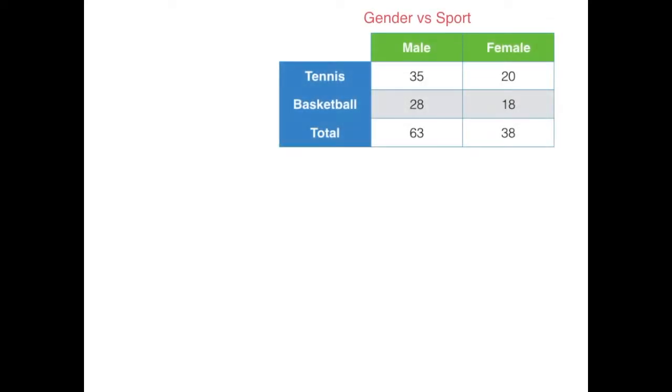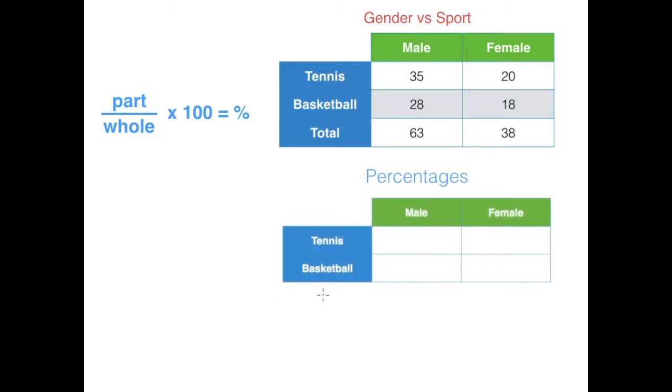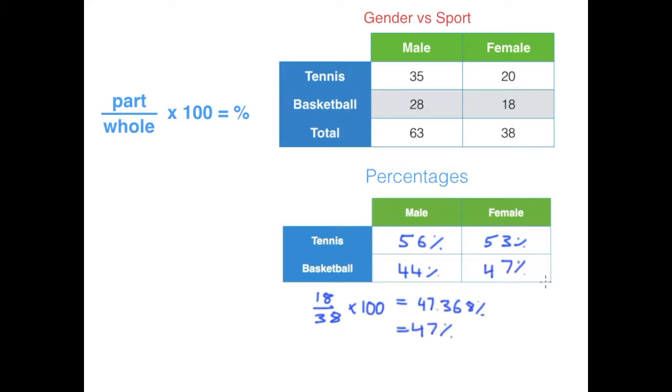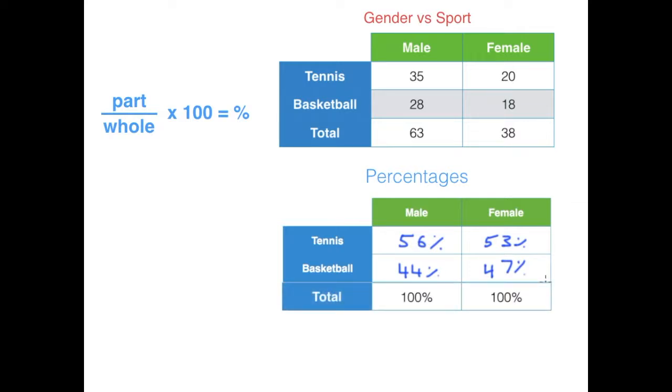Using the percentage formula, part over the whole multiplied by 100, we can turn these frequencies into percentages, rounding to the nearest 1%. 35 of 63 is 56%. 28 of 63 is 44%. 20 of 38 is 53%. And finally, 18 of 38 is 47%. If we add up these percentages, we can confirm the totals of the columns are 100%.